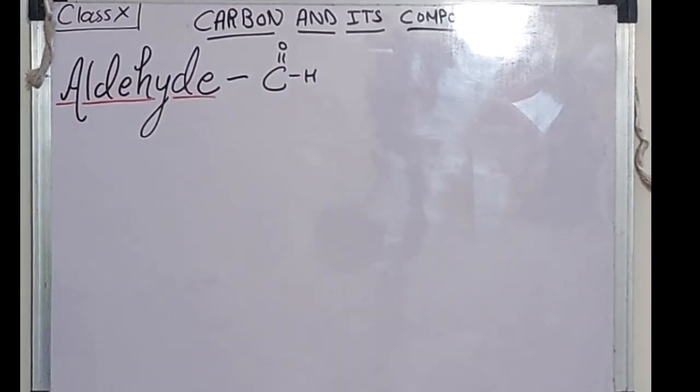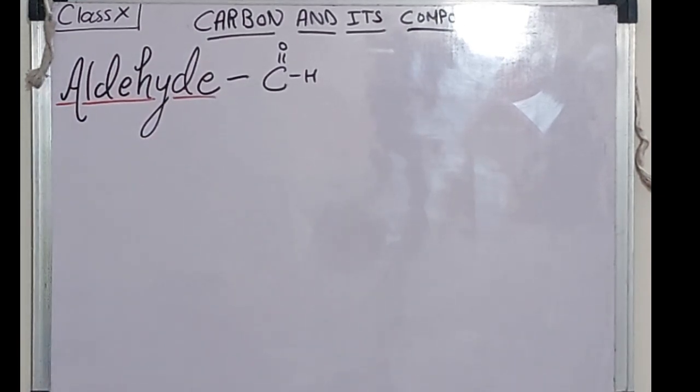In this video, we are going to continue with the chapter Carbon and its compounds. In the previous video, we discussed the functional groups: what they are, the definition, along with alcohol. In this video, I am going to start with the functional group known as aldehyde.